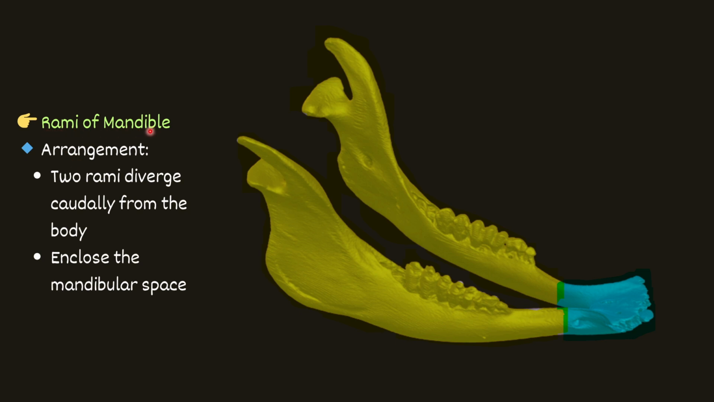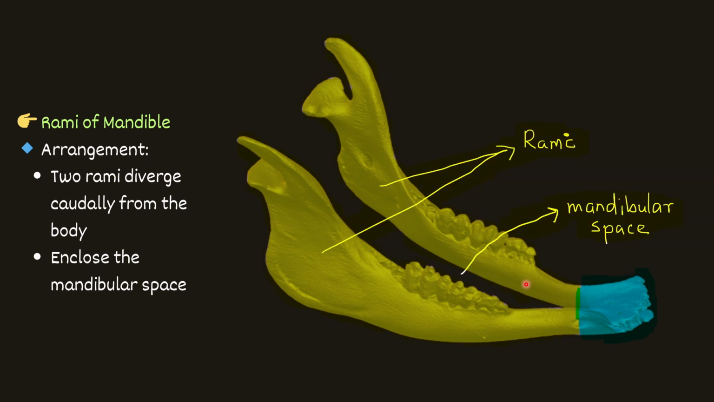Then the rami of the mandible. Two rami diverge caudally from the body. You can see this is the body. From this, the two rami diverge caudally. They enclose the mandibular space. So this space is called the mandibular space. You can see these are the two rami. This is the body, and the space between the two rami is called the mandibular space.